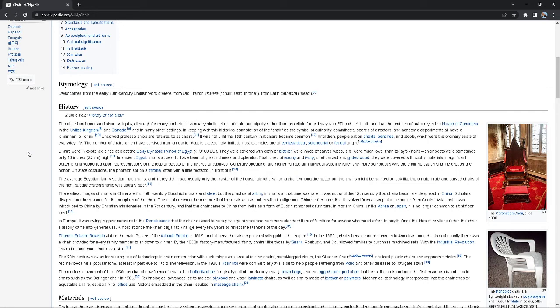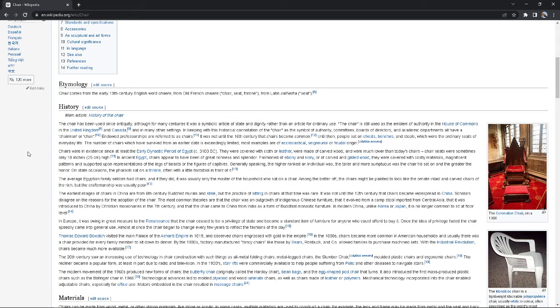In Europe, it was owing in great measure to the Renaissance that the chair ceased to be a privilege of state and became a standard item of furniture for anyone who could afford to buy it. Once the idea of privilege faded, the chair speedily came into general use. Almost at once, the chair began to change every few years and reflect the passions of the day.